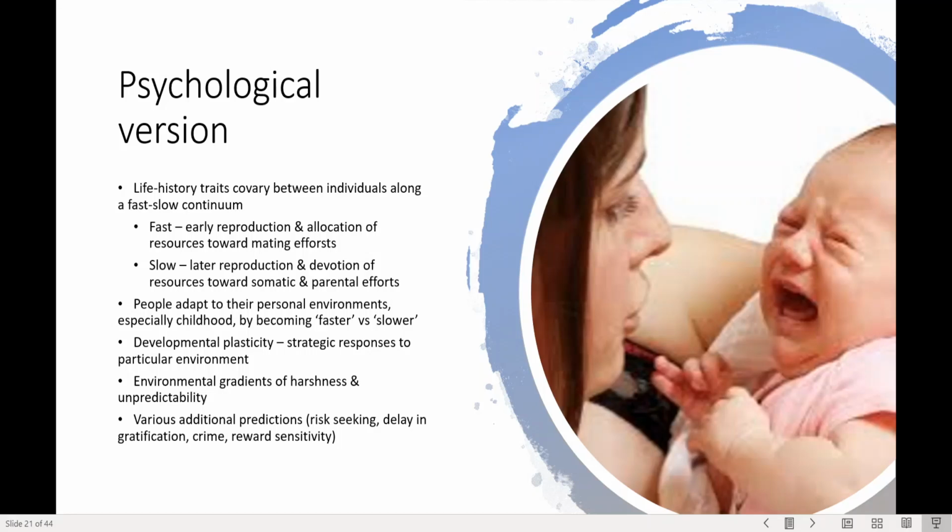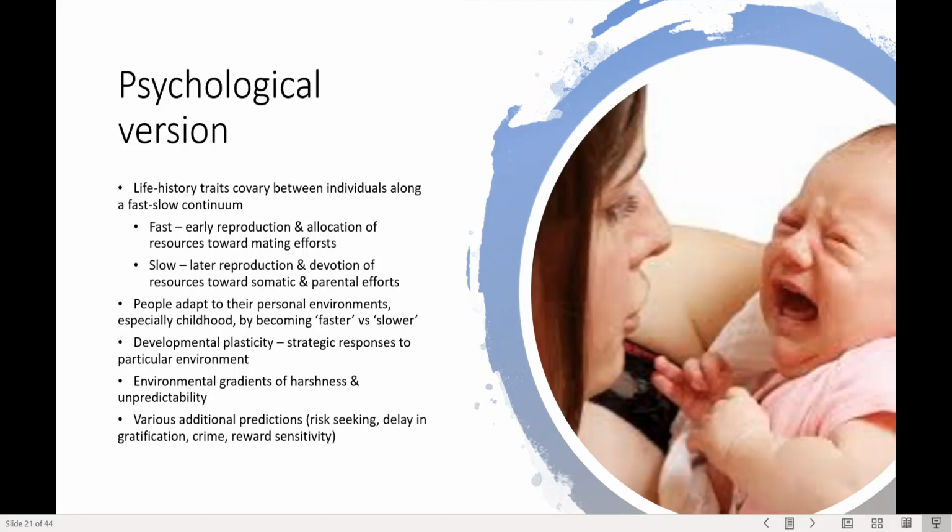The idea of developmental plasticity is important. So, the strategic responses by individuals to their local environment. And what is important about the environment is the amount of harshness. Like how threatening is the environment, how many resources are available for individuals, and also how predictable are the resources. And there are all sorts of additional predictions in the psychological version that are not shared with the biological version, that focus on, for example, risk taking, as we talked about already, delay of gratification, crime levels.